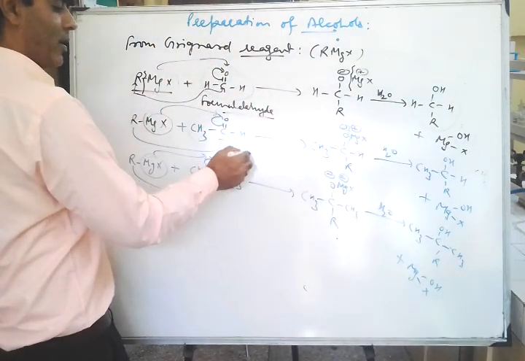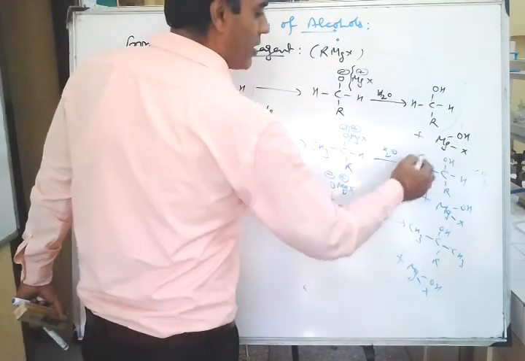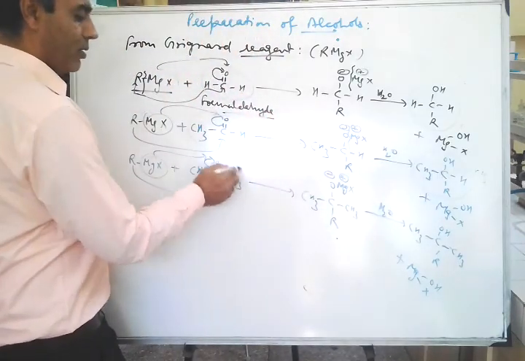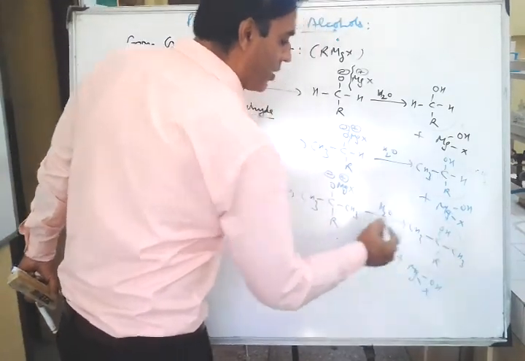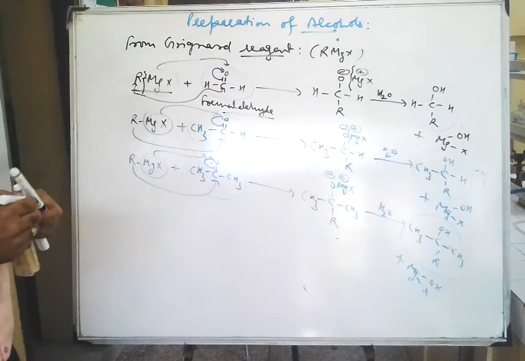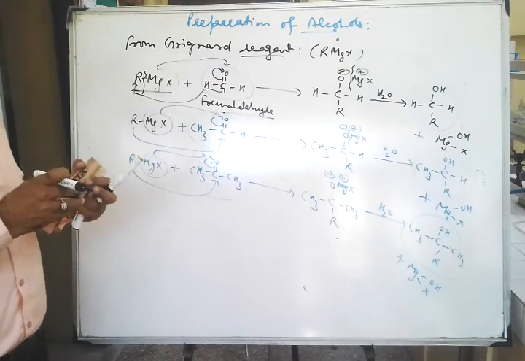Now you can see that with formaldehyde, a primary alcohol is formed. With an aldehyde other than formaldehyde, a secondary alcohol is formed. And with a ketone, a tertiary alcohol is formed. Right? So this is about the preparation of alcohols.